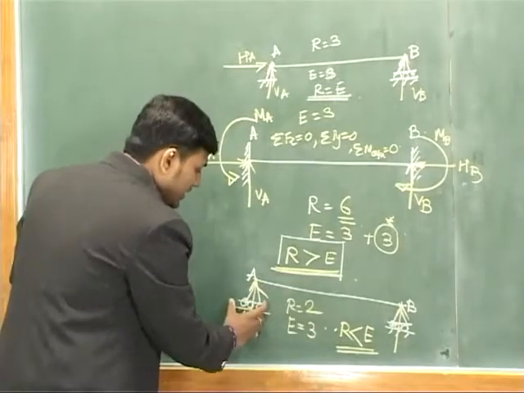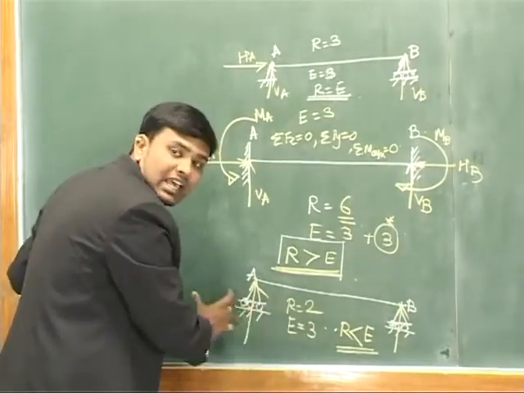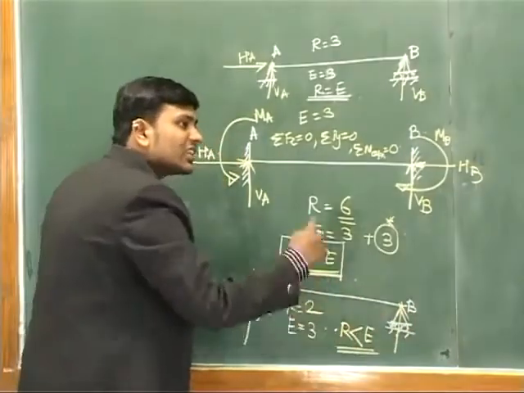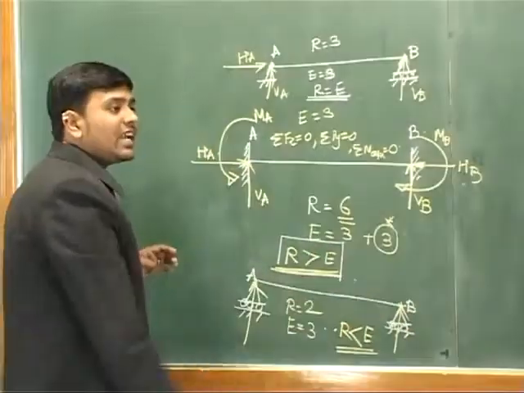You can see this does not have any constraint in the x direction. It can move in the x direction. This can also move in the x direction. It has a constraint in the y direction. So it is statically unstable.